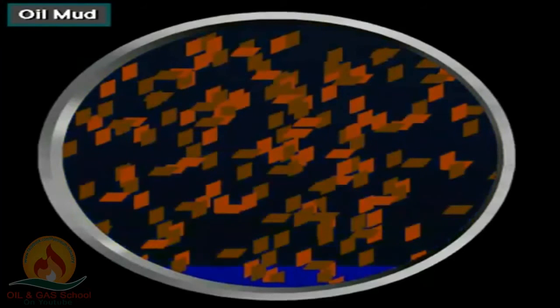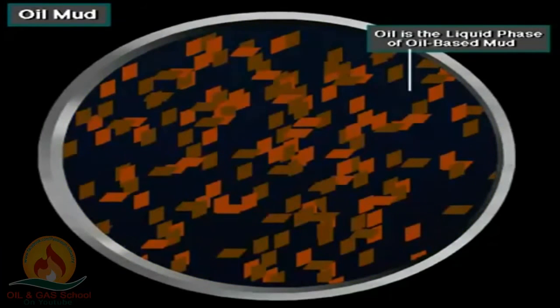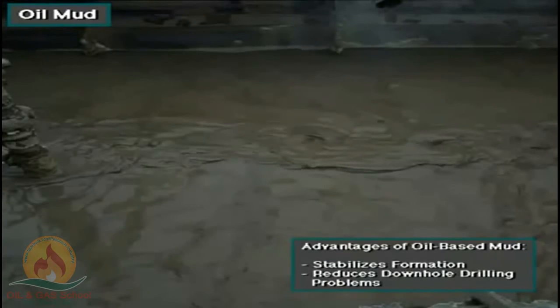At times, downhole drilling conditions require the crew to add oil to the mud. Or, in some cases, crew members use oil instead of water as the base of the mud. This is called oil-based mud. Oil-based mud has many advantages. It can stabilize the formation and reduce downhole drilling problems.